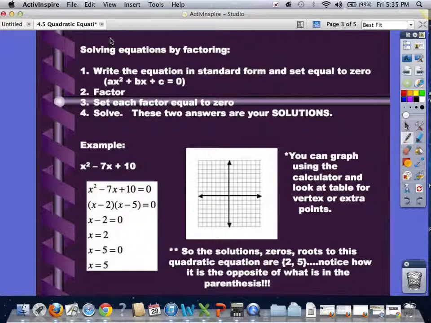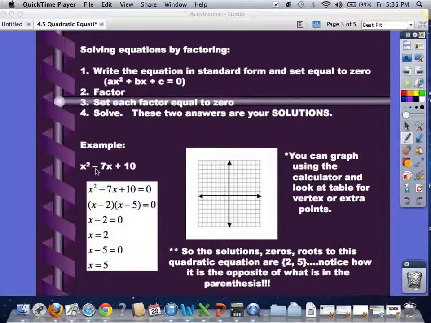So, if we solve equations by factoring, you're going to write the equation in standard form and then set equal to 0. So in other words, it'll be ax squared plus bx plus c equals 0. And then you'll set each factor equal to 0 once you have factored it, and then you will solve them. Those two answers are your solutions. Okay, so let's take a look at an example.